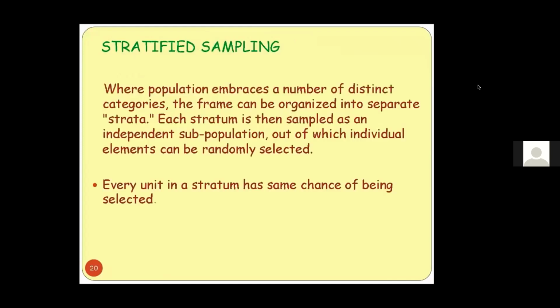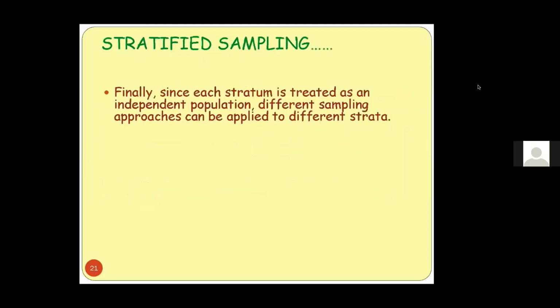A stratified sample is one where a population embraces a number of distinct categories. The frame can be organized into separate strata. Each stratum is then sampled as an independent subpopulation. Every unit in a stratum has the same chance of being selected. In stratified sampling, since each stratum is treated as an independent population, different sampling approaches can be applied to different strata.